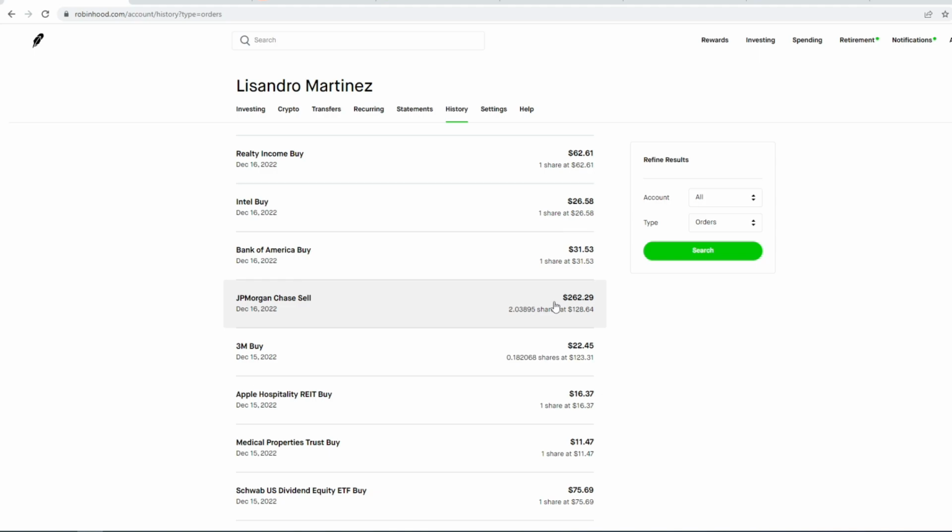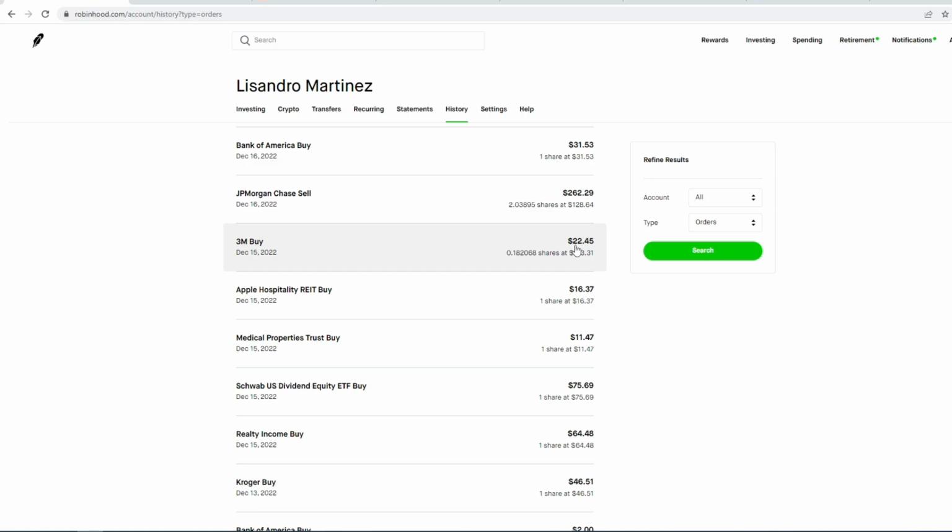The reason for it is that for the price of $262 that I had in two shares, I used that money to buy the above shares that you just saw. I just thought it was a better play. I was up on the position, so I just decided to close it. I bought another $22 of 3M.